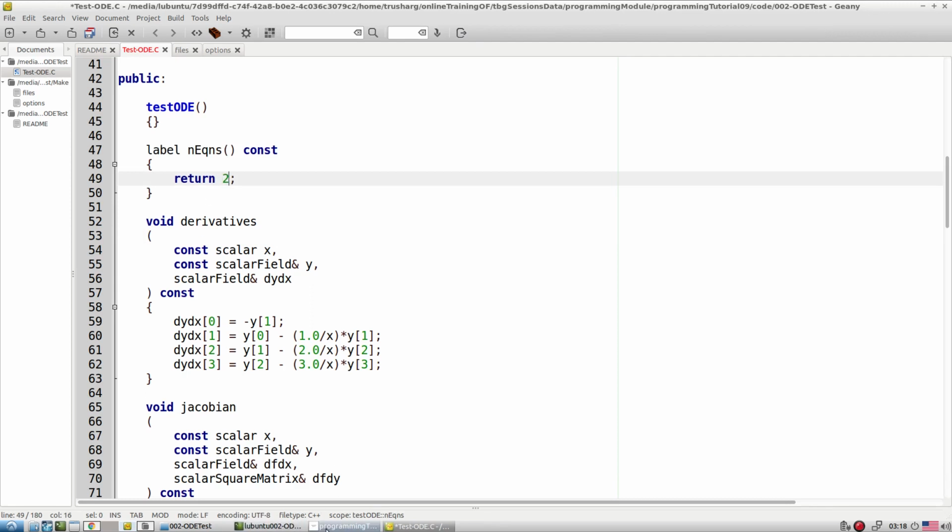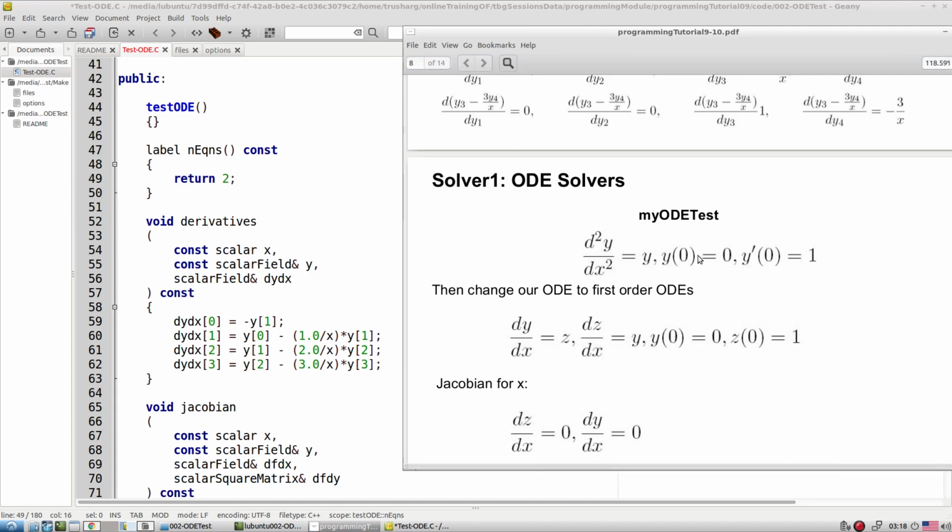Now what is the next task? If you look at our ordinary differential equation, it is del square y by del x square equal to y. So the independent variable is x, and we have the conditions y0 equal to 0 and the first derivative of y equal to 1. Now change our ODE to a first order system. So we define del y by del x equal to z, and then del z by del x equal to y, with y0 equal to 0 and z0 equal to 1.